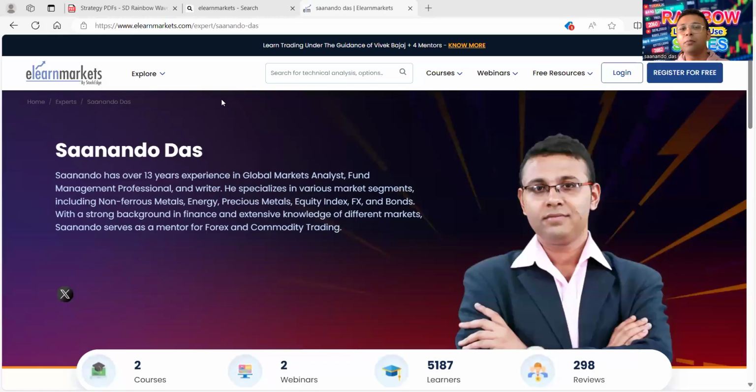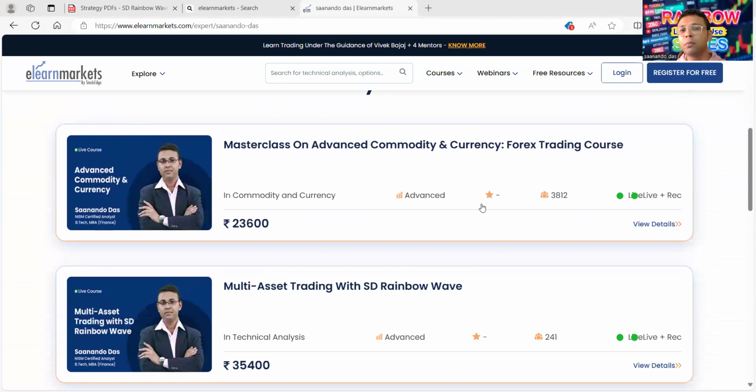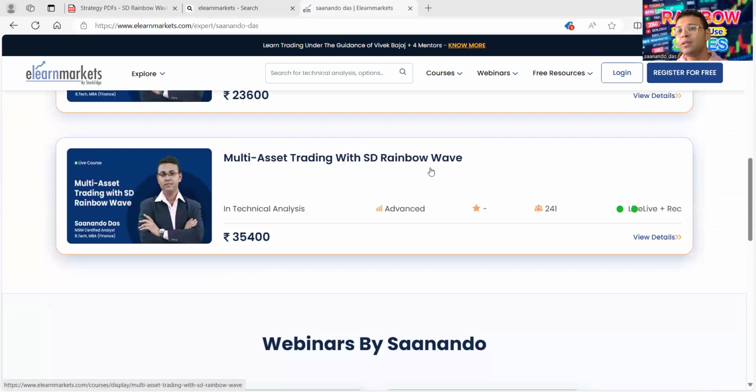This is the Elan Markets. This is my page. Once you subscribe to the multi-asset trading with HD Rainbow Wave, you join the journey with me to this fountain of gold. ये जो वीडियो है, this is specifically strategy index to tell you about what are the strategies that will remain part or are part of this rainbow journey. So let's look at the strategy PDF.